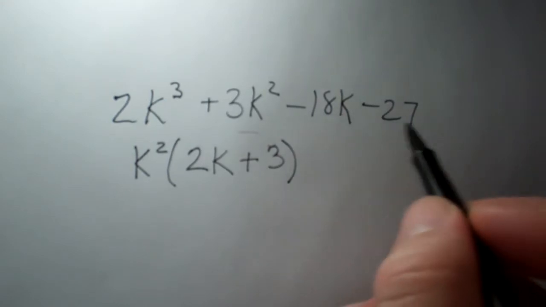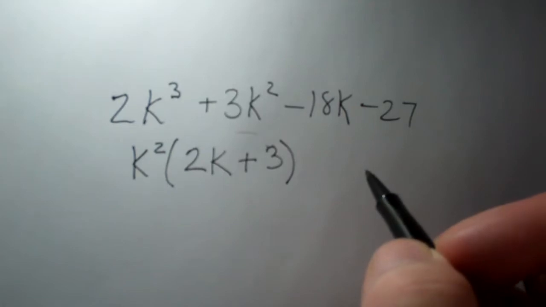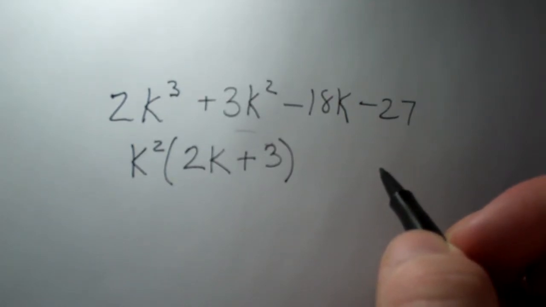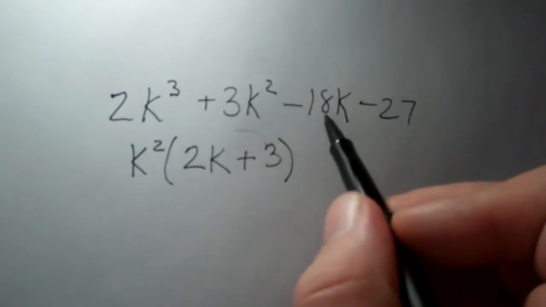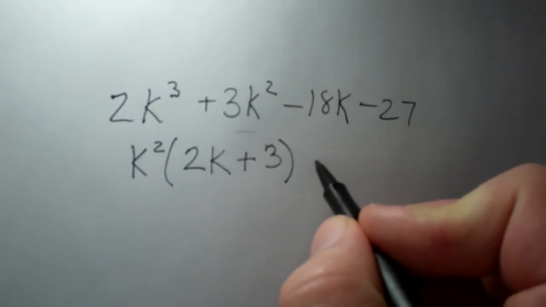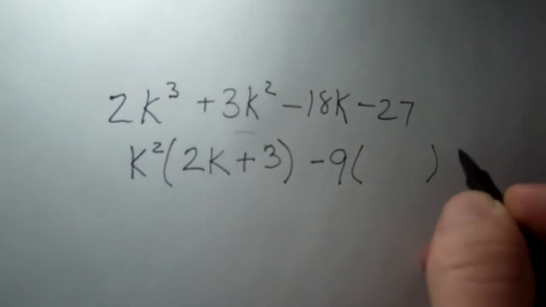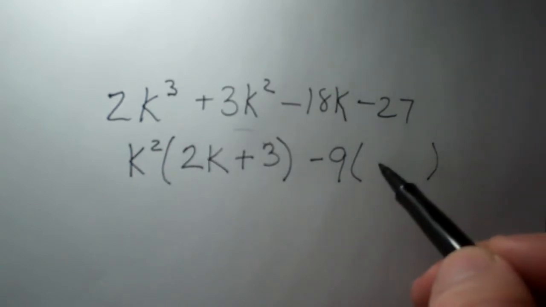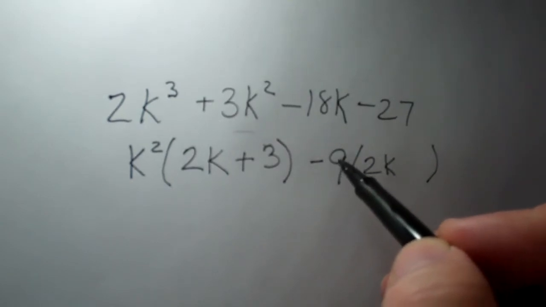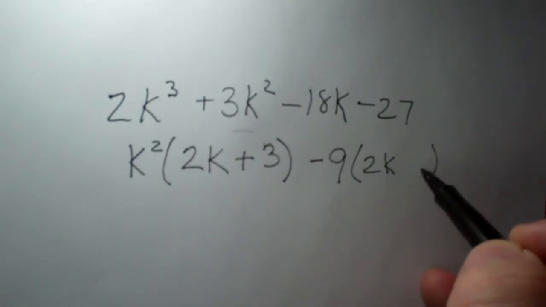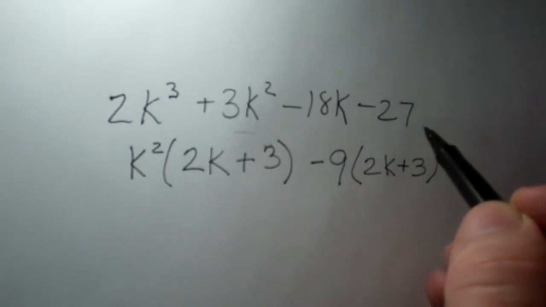Now we look at these two terms. Is there anything that we could factor out of an 18k and also out of a 27? Well, I guess I can pull a 9 out of there. These are negative 18k and a negative 27, so I'm actually going to pull out a negative 9. What's on the inside? Well, negative 9 times 2k gives me negative 18k, and negative 9 times positive 3 gives me a negative 27.